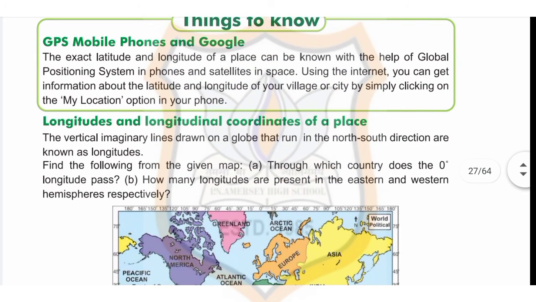Now things to know. GPS, mobile phones and Google. The exact latitude and longitude of a place can be known with the help of global positioning system in phones and satellites in space. Using the internet, you can get information about the latitudes and longitudes of your village or city by simply clicking on the My Location option in your phone.